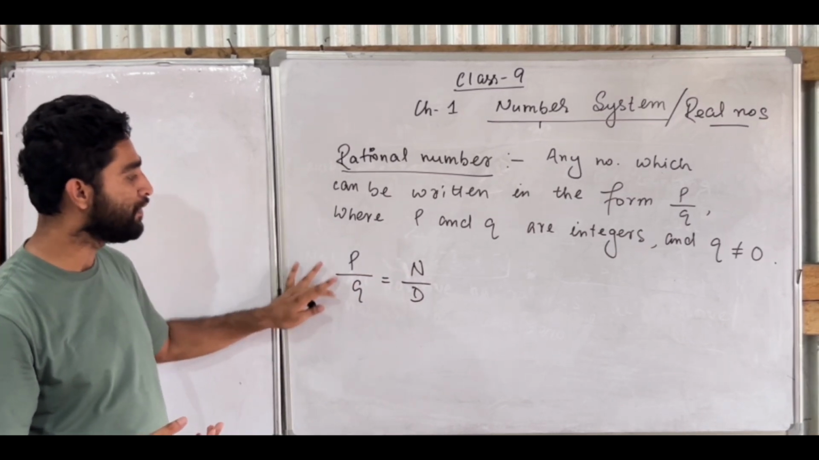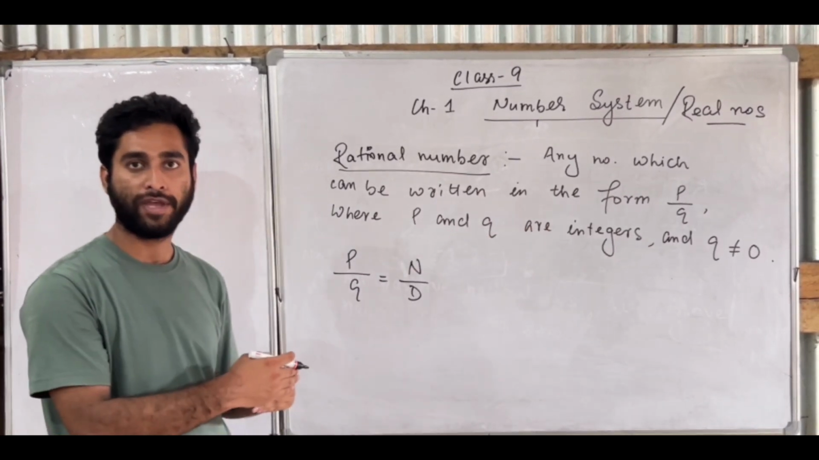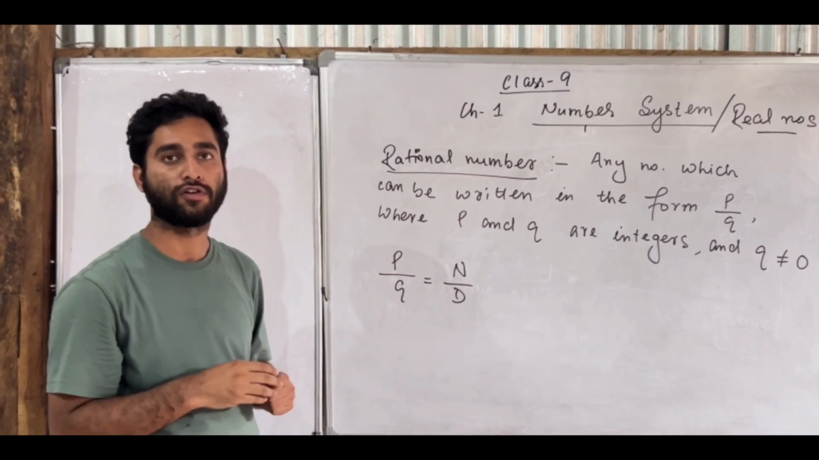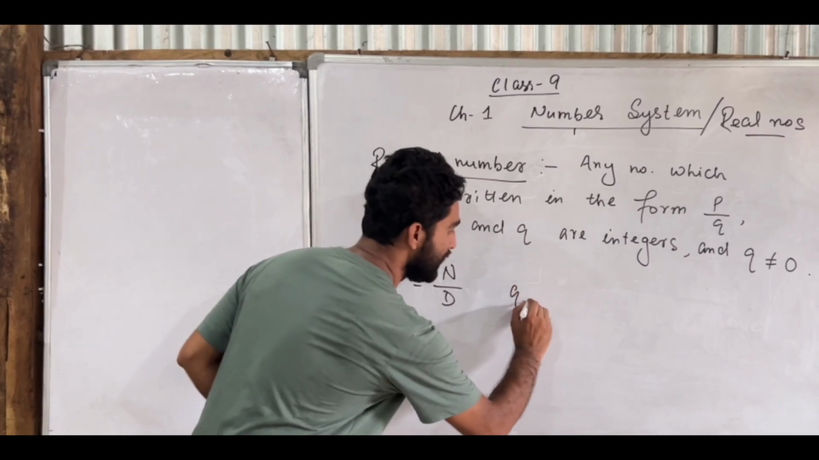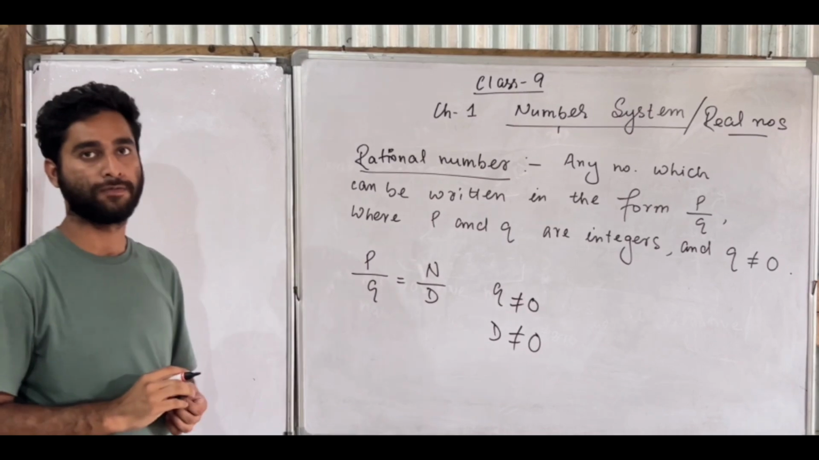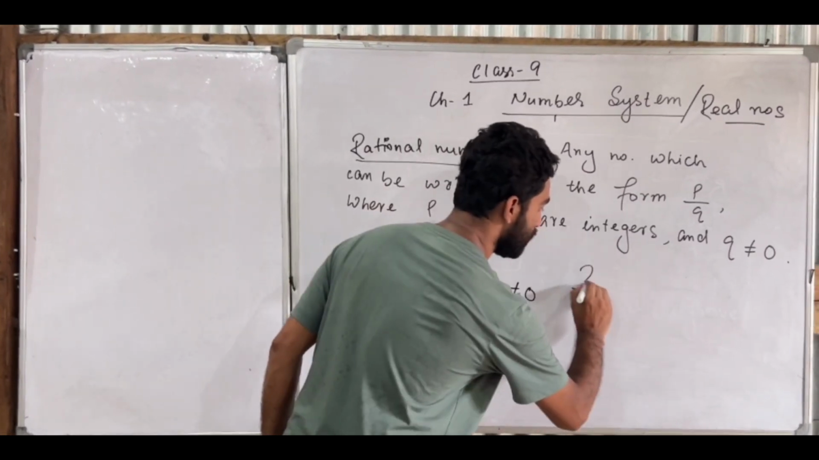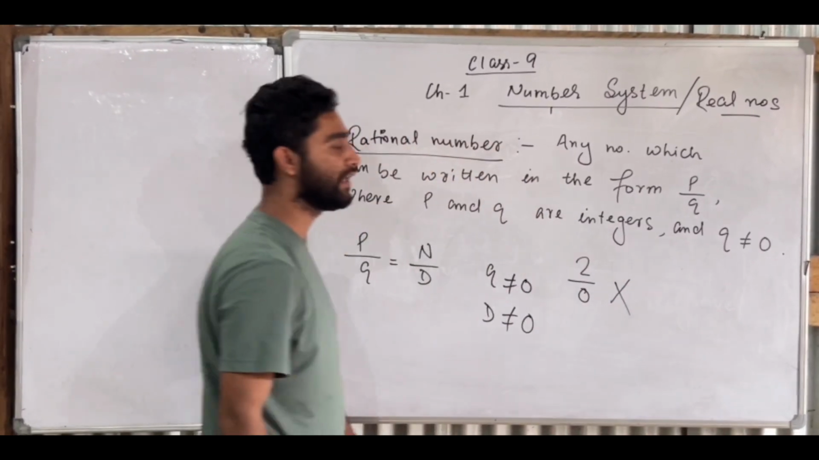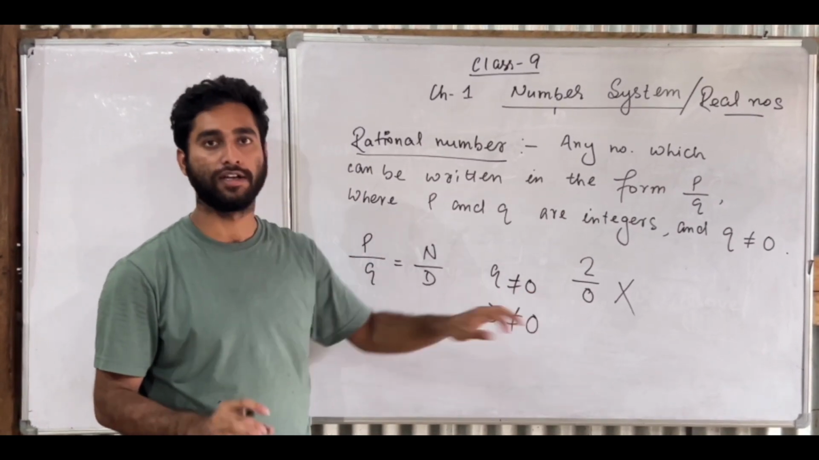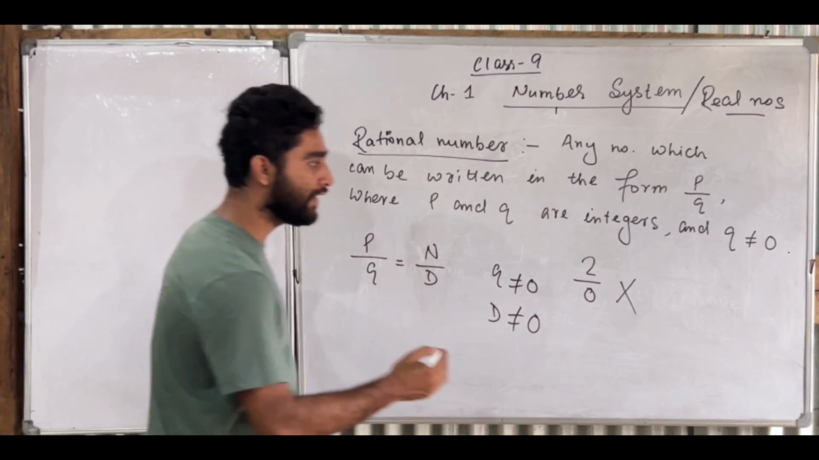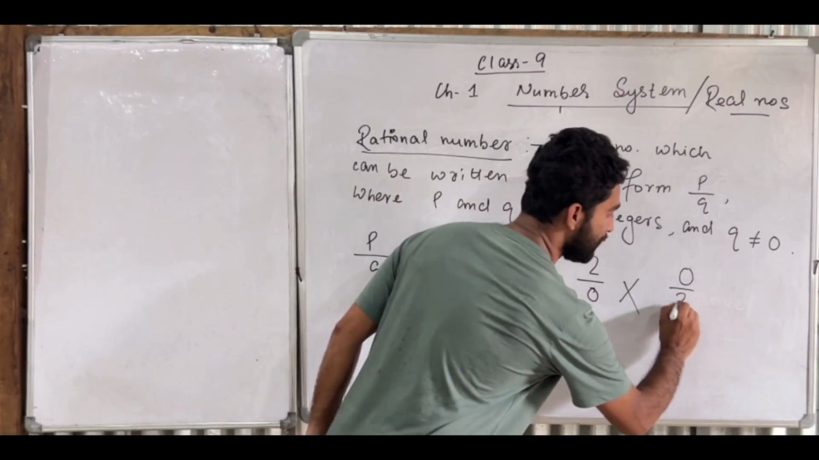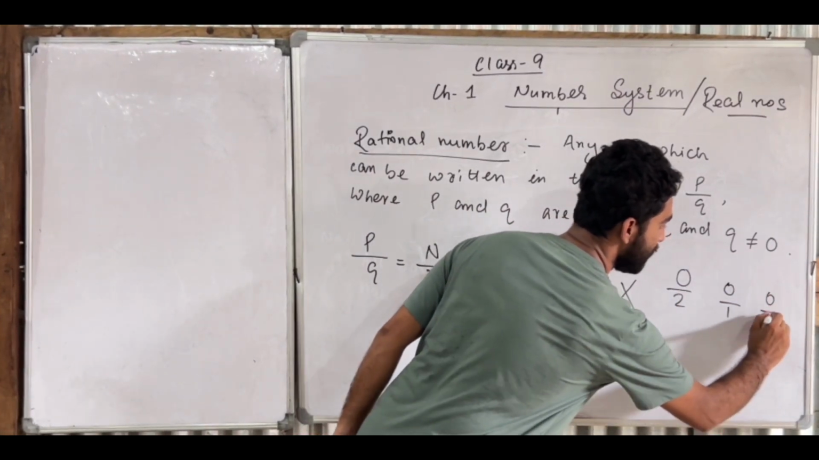One condition is there, this P and Q has to be integers. Just now we have studied what are integers. All the positive natural number, negative natural number, including 0, are called integers. But one condition is there, this Q, or we can say this denominator, should not be equal to 0. For example, if I write 2 divided by 0, then this is not a rational number, because always remember in maths, writing 0 in the denominator is not permissible. But if I write 0, 0 is a rational number, because 0 can be written 0 by 2, 0 by 1, 0 by 5.